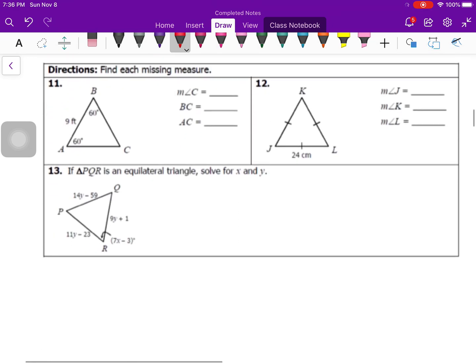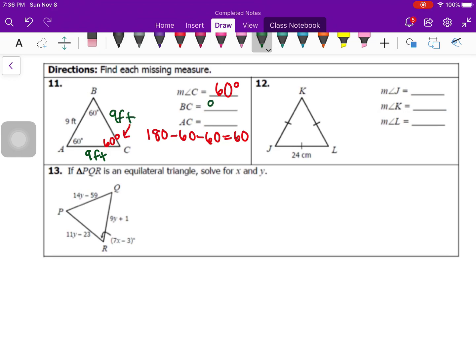Example 11 shows a triangle that has two 60-degree angles. We should know that this one is also 60, but if you forget, take 180 minus the two 60s, and you will get 60 degrees. So it is an equiangular triangle, which means we also have an equilateral triangle. So we know that these two sides will both be 9 feet.